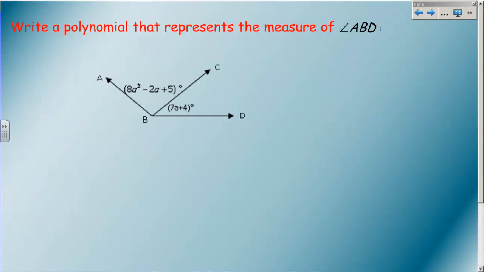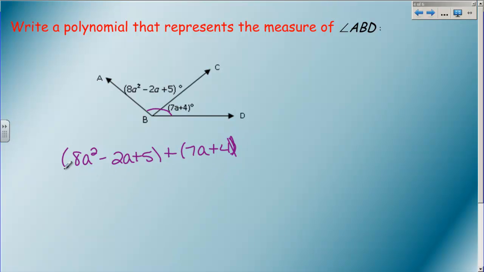Couple more examples. We want a polynomial that expresses the measure of angle ABD. Well, angle ABD is this big one right here. So I have to add these two together to get the whole thing. So what I have is (8a squared minus 2a plus 5) plus (7a plus 4). Go ahead and keep the parentheses. That way you can see that you had two different polynomials that were being added.